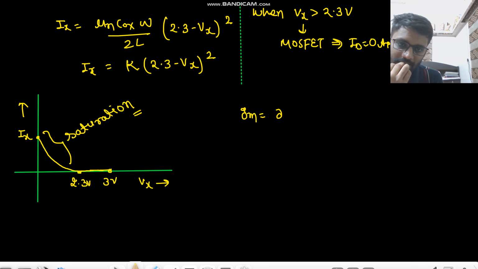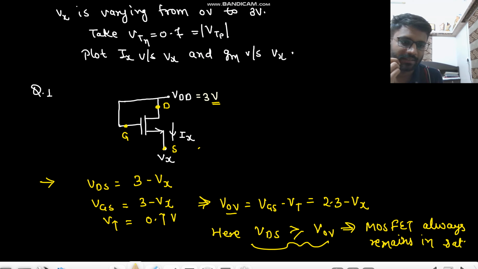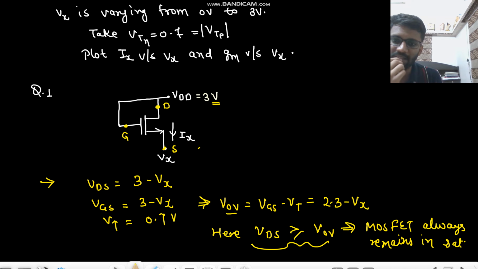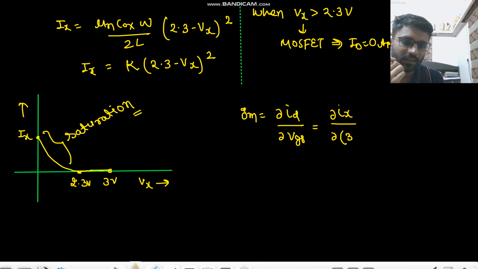What is gm? Del ID upon del VGS. Okay. What is your ID? Ix. Del Ix upon del. What is your VGS? 3 minus Vx. Right? So what will be gm? Del Ix upon del Vx with a minus sign, because 3 is constant. So del Ix upon what is the partial differentiation of 3 minus Vx? It would be minus del Vx, right? So your gm would be minus del Ix upon del Vx.